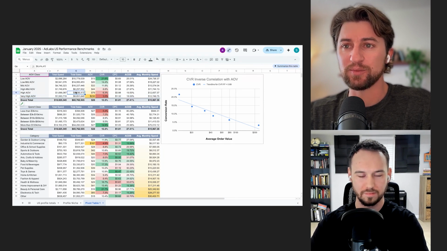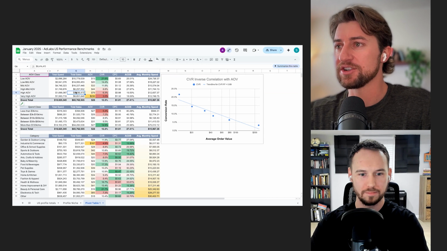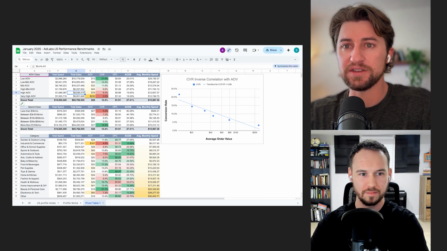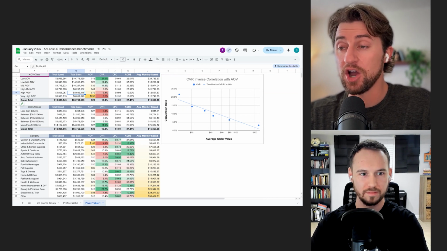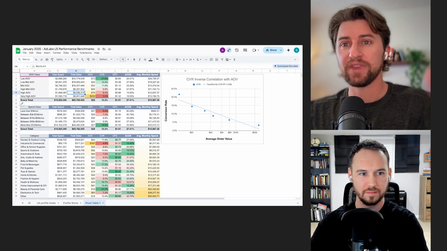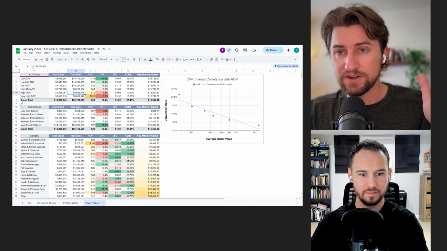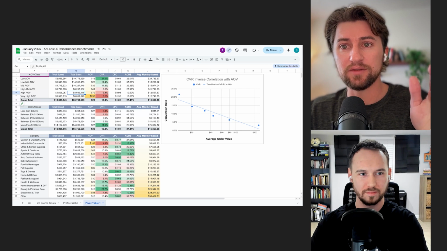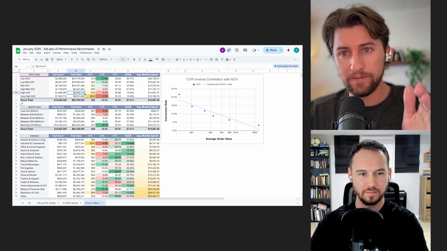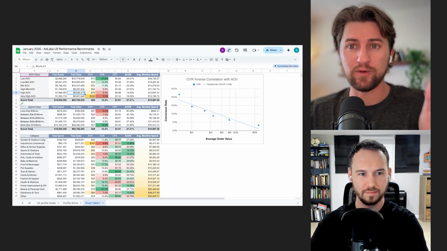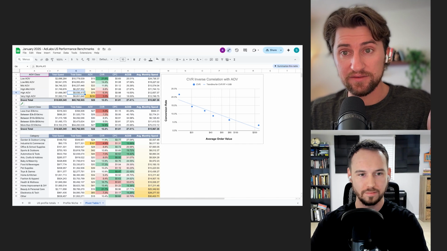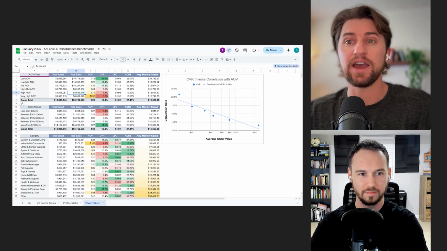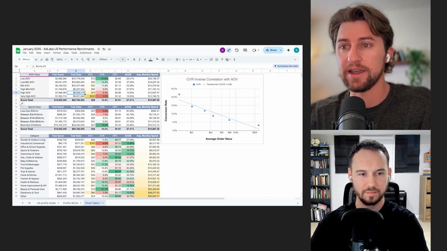So all that's super important. And just to clarify what these different cohorts are for the AOV class: the low AOV is less than $15. Low mid is between $15 and $25. Mid AOV is between $25 and $40. High mid is between $40 and $60. High AOV is $60 to $120, and then very high is $120 and up.